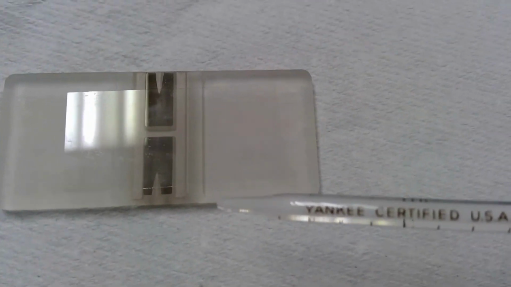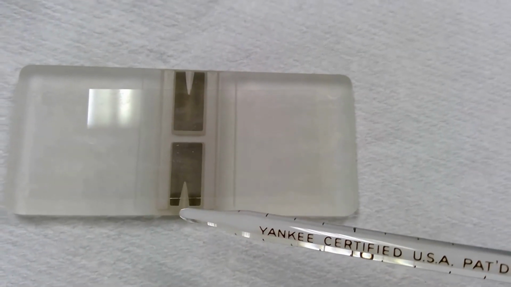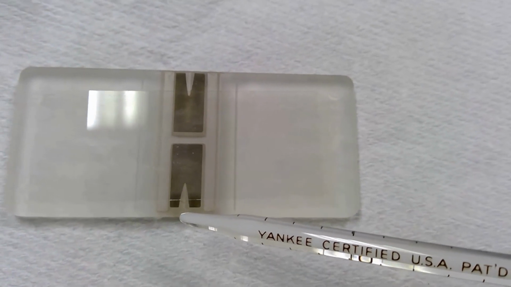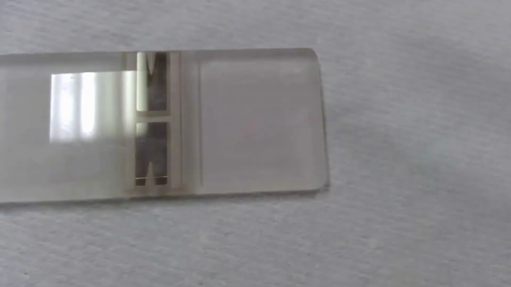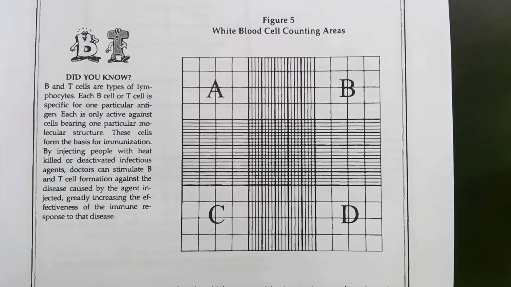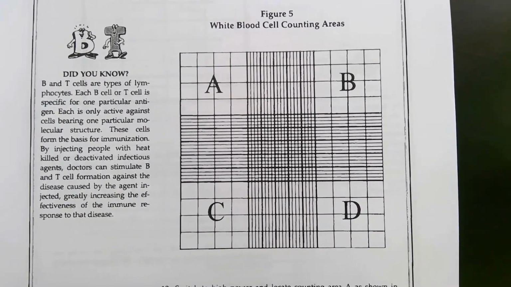And these slides use capillary action. So when you touch the drop there, capillary action will suck that drop of blood in, and you will then have your drop of blood on the grid. So they have a picture in the instructions here. When you put that under the microscope, this is what the grid looks like. Now remember, this is what it looks like under the microscope.